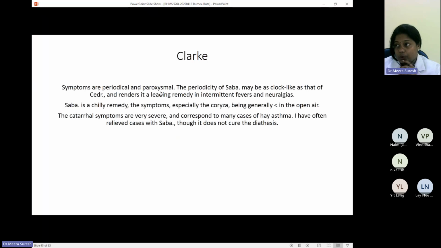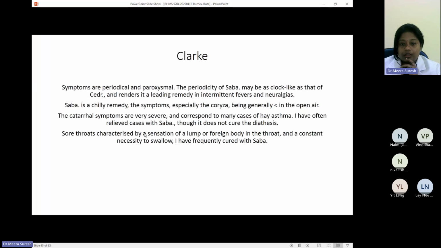Symptoms are periodical and paroxysmal. That is why it is indicated in intermittent conditions. And periodicity is almost similar to Cedron. That is another characteristic remedy for periodicity.